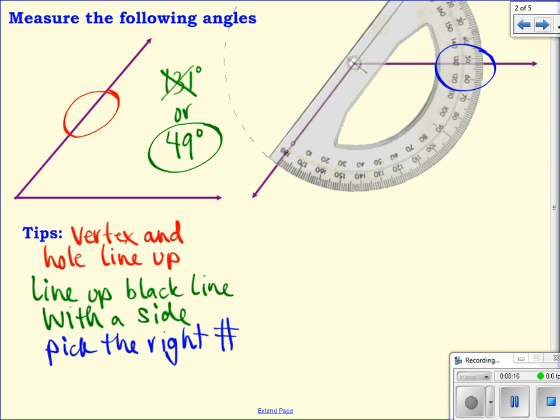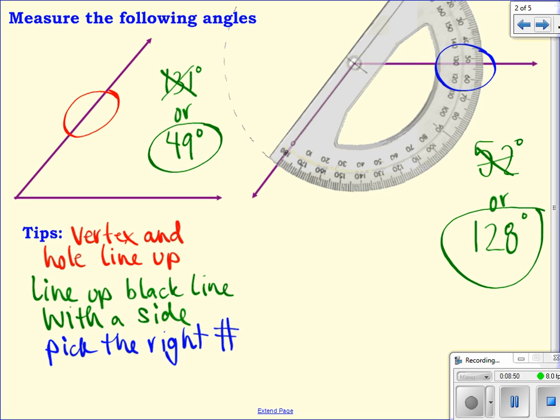What are my two numbers? Estimate. What would you say my two numbers would be? What's one of them? 52. 52 or? Okay, which one is it? Is it bigger or smaller than 90, this picture? Bigger. Bigger, so we're going to want to pick the one that's bigger than 90.